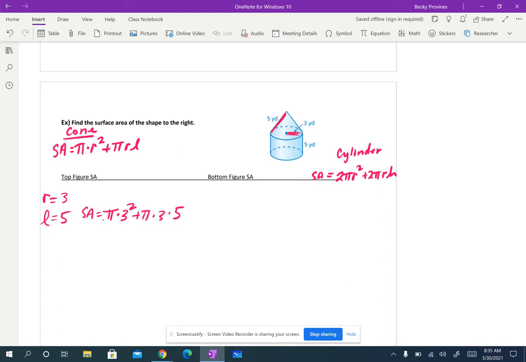Now when you're doing this, I would break this into 2 separate little parts. So 3 squared is 9, so this is 9 pi. And 3 times 5 is 15, so this is 15 pi. So just treat pi like you would a variable. Just add 9 and 15 and get 24, but you have to bring the pi symbol down.